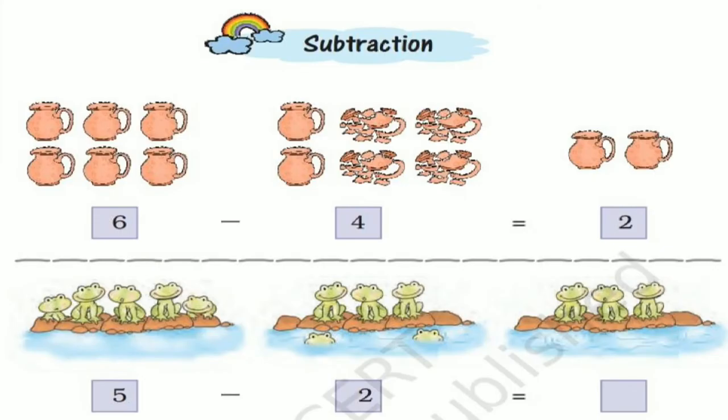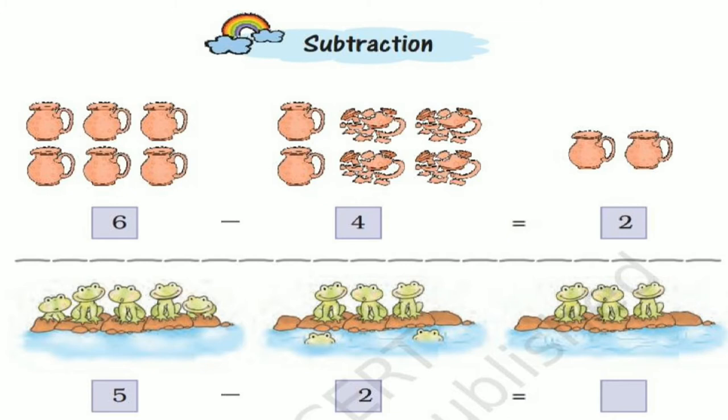Next, children, here you can see some jugs, right? How many jugs are there? Let us count. 1, 2, 3, 4, 5, 6. There are 6 jugs. If 4 jugs are broken, how many jugs will be remaining? 6 minus 4, that is 2.